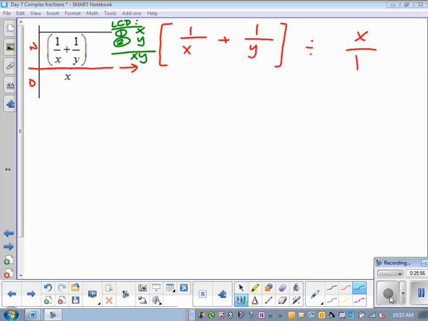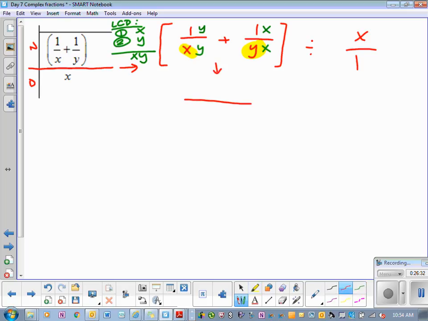So, what does that first fraction need to look like the LCD? What does this guy need? A y. Good. So let's multiply y. What does the second one need to look like the LCD? An x. Right? Okay, so let's add them, all over xy. What do I have? 1y plus 1x. Isn't that just y plus x? Yeah? Okay. Well, then bring down everybody else, divided by x over 1.